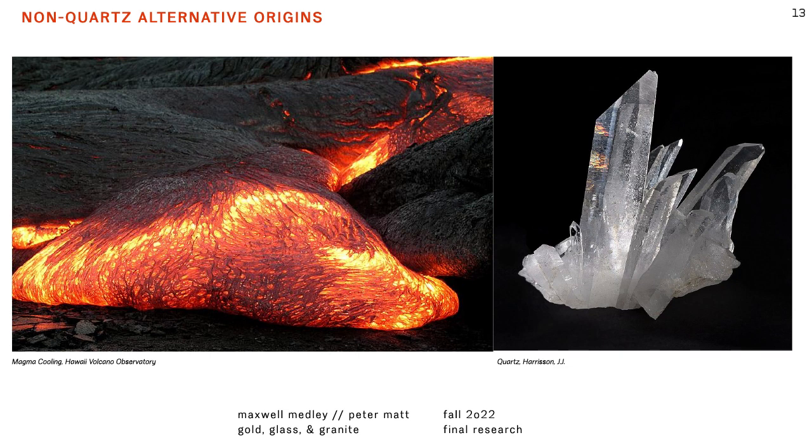But where is this material sourced? Historically, glass is derived from the processing of quartz. Shown here, quartz is a crystalline igneous rock that occurs when magma cools.